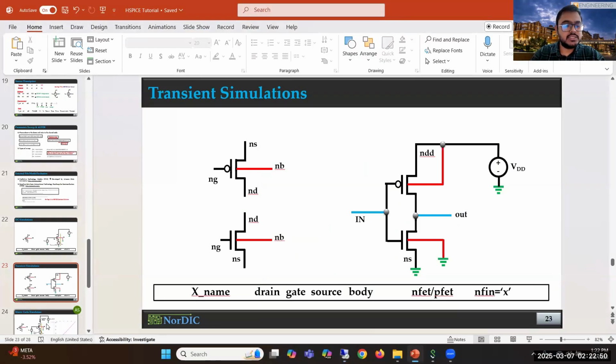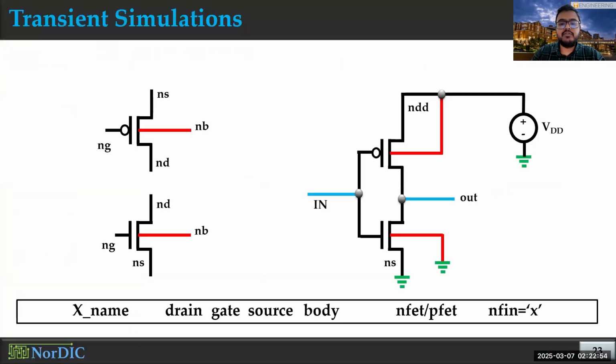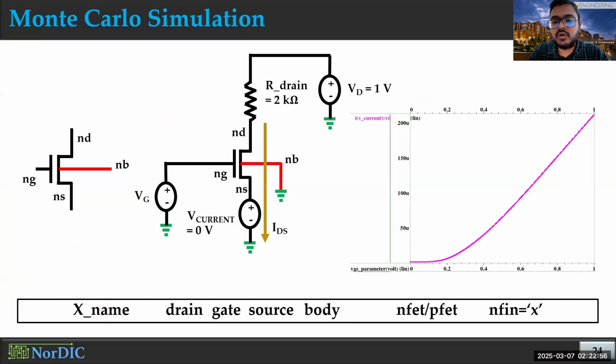Now what we'll do is go to the next analysis that we have, which is the Monte Carlo simulation. The question is, why do we need Monte Carlo simulation? So far we only considered the nominal values of the transistor, right? We have only one threshold value for the transistor that we used, and that's the nominal value.